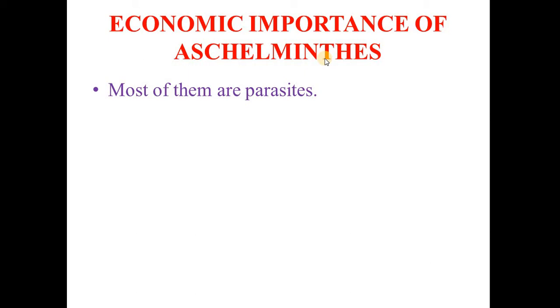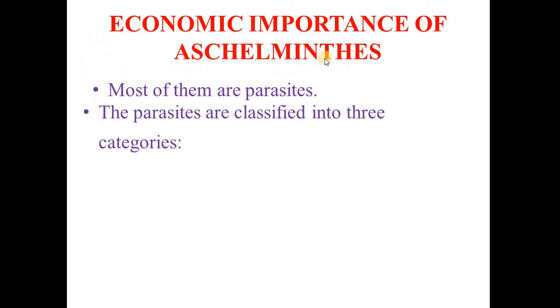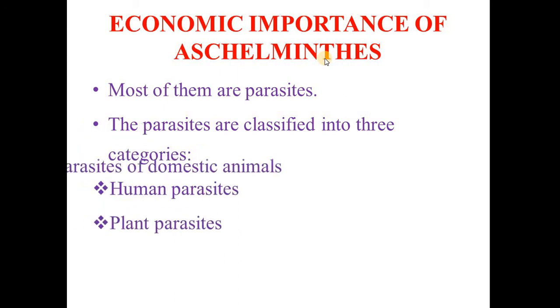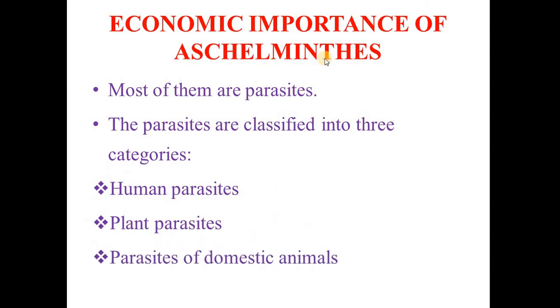Some Aschelminthes live as parasites in cattle, sheep, poultry, and in various vertebrates. The roundworms also live as parasites in various crops and plants. The parasites of phylum Aschelminthes are classified into three categories: first, the human parasites; second, plant parasites; and third, parasites of domestic animals. But today's lecture will be mostly about the human parasites from the phylum Aschelminthes.